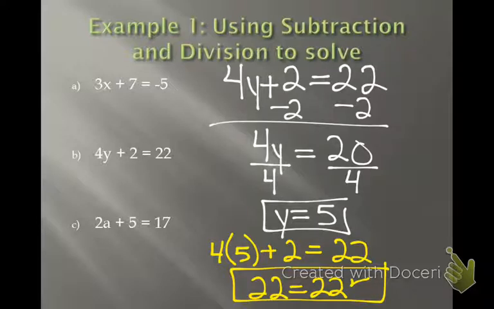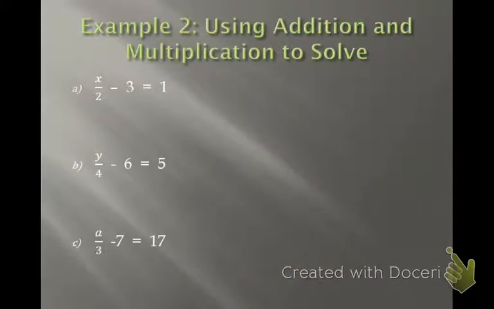All right, moving on to example 2. In example 2, I just have different operations. That's it. In the first one, multiplication was connected to my variable. Now what operation is connected to my variable? Division. And addition was connected to my number that stands alone, and now it's subtraction. So no big deal. I just have x over 2 minus 3 equals 1. So I still move what's not connected to the variable first, and then I do inverse operation to get that variable by itself. Go ahead and see if you can start this one.